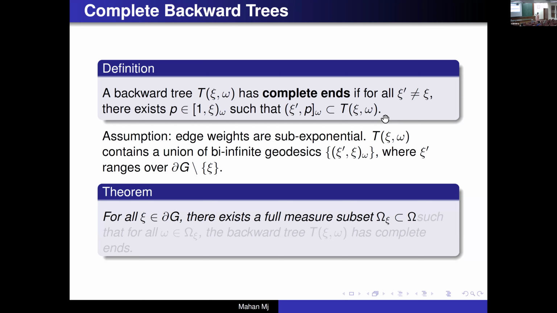Oh, so now we are making an assumption on the distribution rho. We are making an assumption on the probability distribution that it's sub-exponential. So that means the integral of e to the power minus ax times rho of x dx is less than infinity. Then you have this theorem: there exists a full measure set such that the backward trees can be extended all the way.